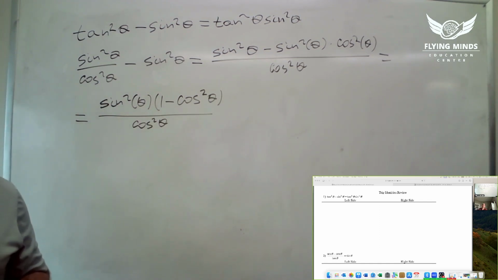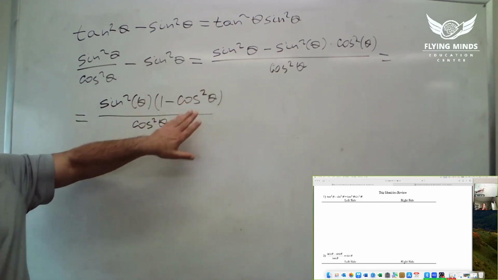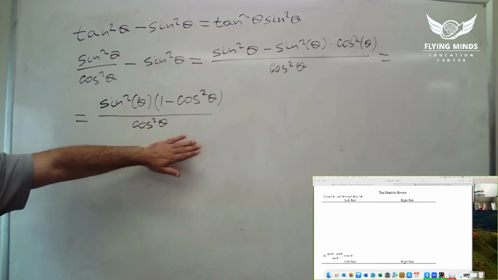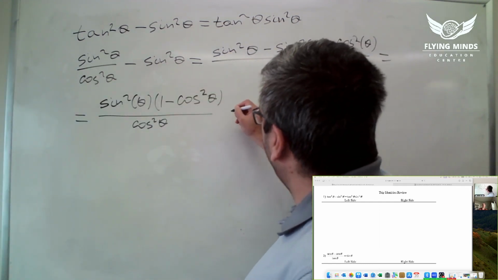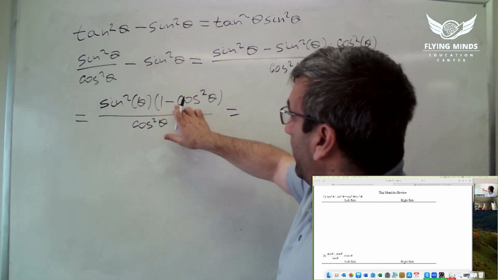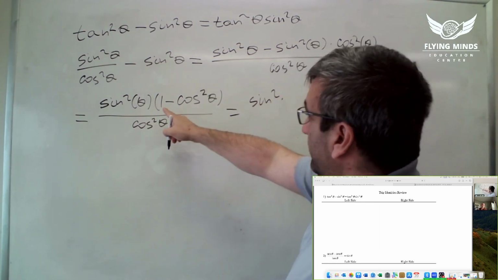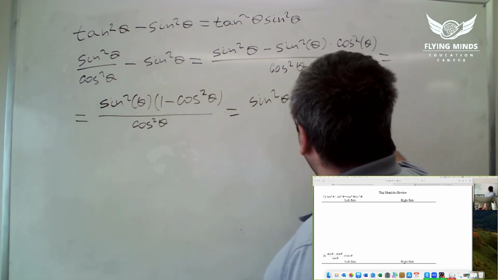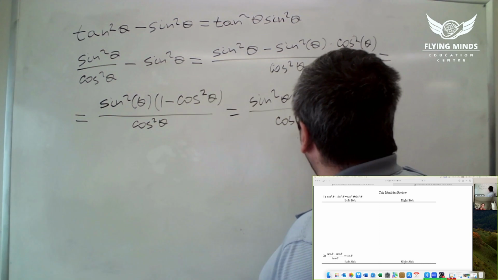Questions? I'm thinking on what to do next. So up to here, does it make sense? Yes, 100%, because you take the sine out. And then there's one thing you can do. So what is 1 minus cosine squared? It's sine squared. So we have sine squared over cosine squared theta.